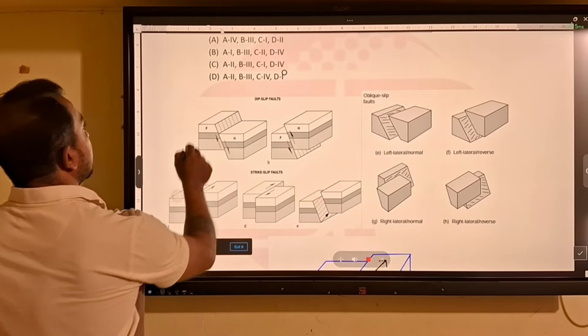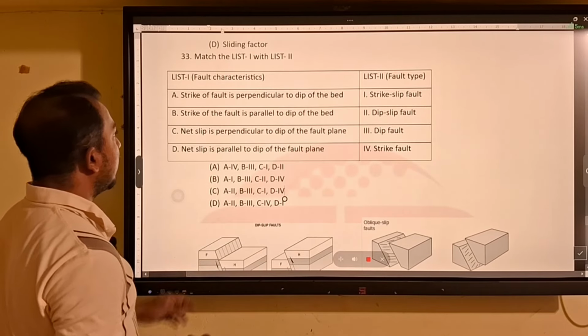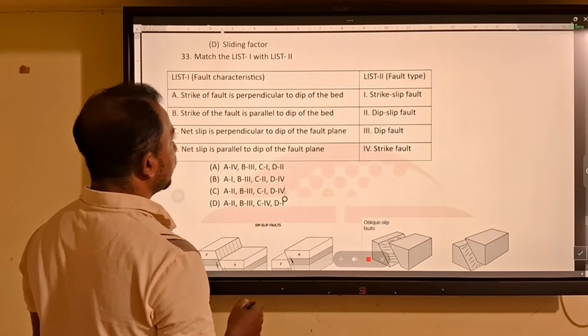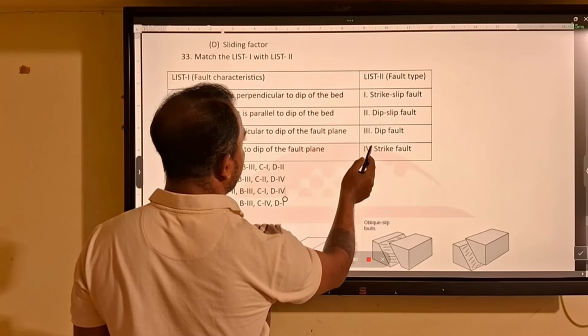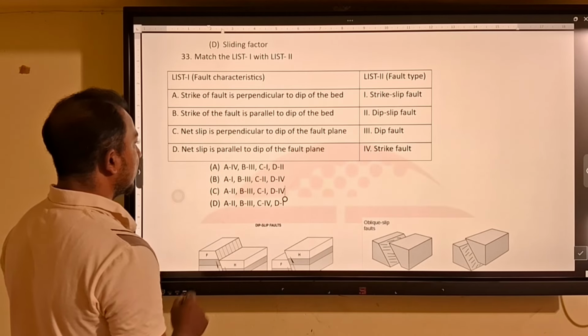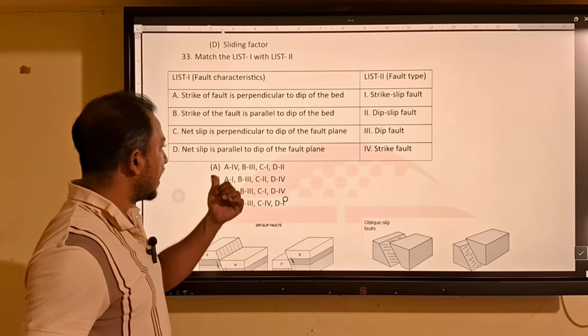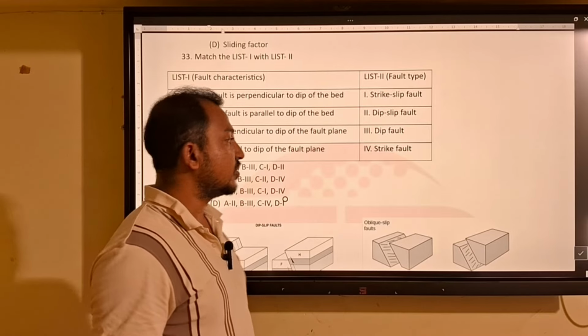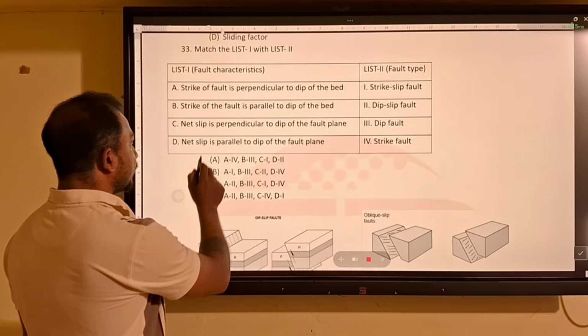So let's see what will be the answer. Strike of the fault perpendicular to the dip of the bed is strike fault. A is 4. There is one option, that is A is 4, B is 3, C is 1, D is 2. So the answer will be A.